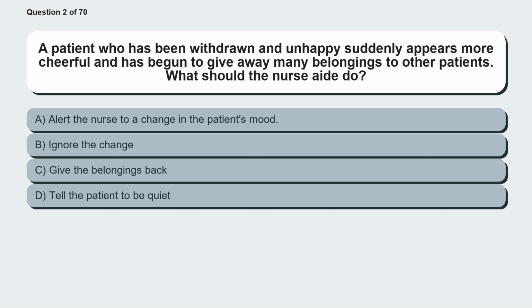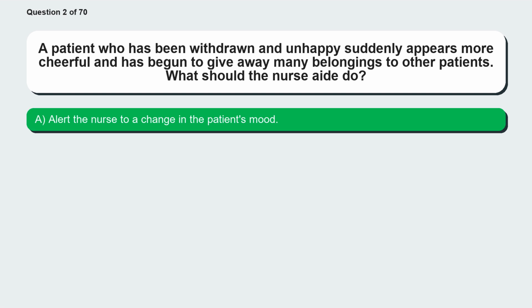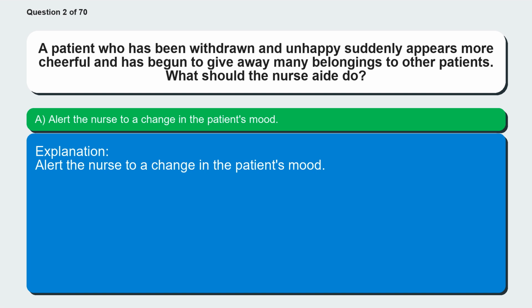Question 2. A patient who has been withdrawn and unhappy suddenly appears more cheerful and has begun to give away many belongings to other patients. What should the nurse aide do? Option A. Alert the nurse to a change in the patient's mood. Option B. Ignore the change. Option C. Give the belongings back. Option D. Tell the patient to be quiet. The correct answer is option A. Alert the nurse to a change in the patient's mood.